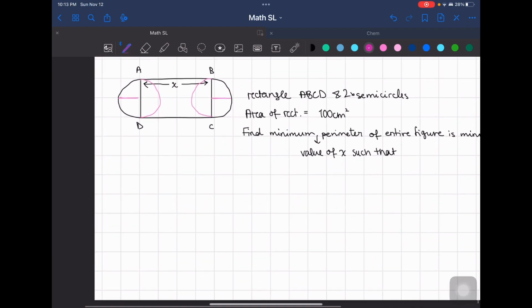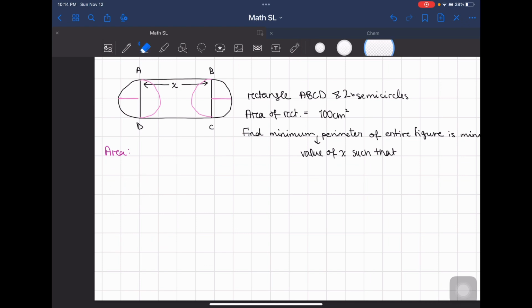What are the formulas we are going to be using? So we already have one formula, which is that the area of the rectangle is going to be length times width. Well, let's use these using x here. So we're going to say x times length equals area. And we're going to say x times length equals 100, because that's what we know here.